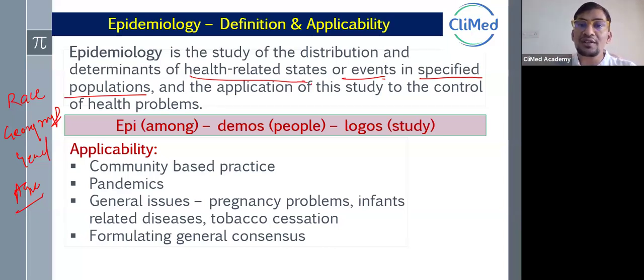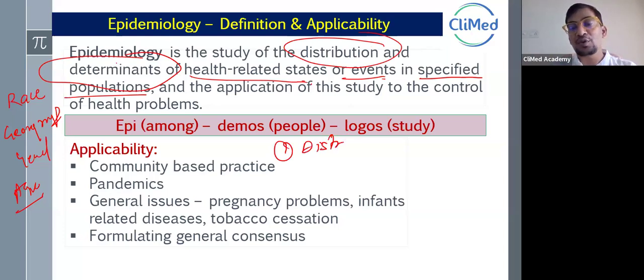But study for what? Study of what? Study of distribution and determinants. Two things you remember. First thing I'll describe here, distribution. When we talk about distribution, I was giving the example of COVID-19. Guys, try to understand. Very simple.